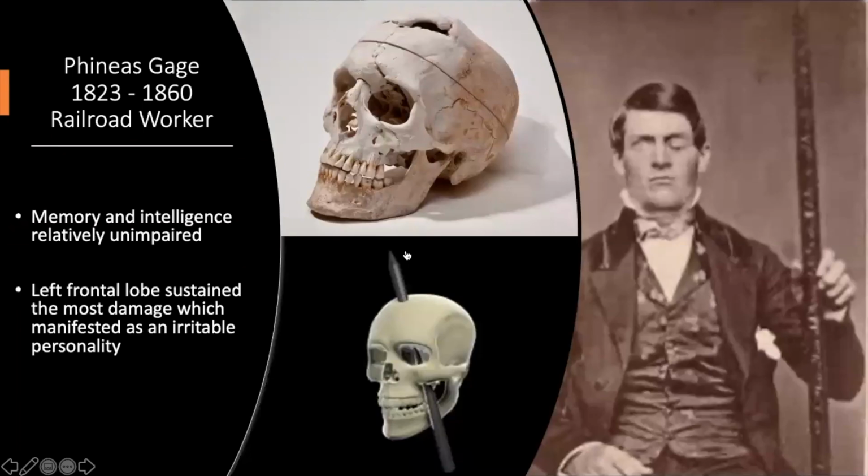Another very famous case, and we could do many of these, but this is one that's pretty well known, at least in the West, was Phineas Gage. Phineas Gage, you can see him there on the right, holding the railroad spike that went through his skull. And this is how it went through his skull. Okay, it took out his eye, a huge portion of his brain. And this guy, by all accounts, his memory and his intelligence was relatively unimpaired. He had left frontal lobe damage, which they say manifested as an irritable personality.